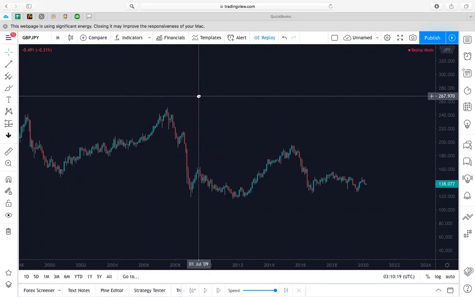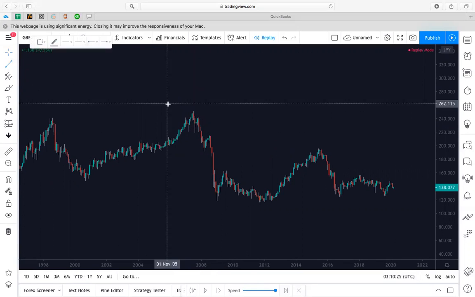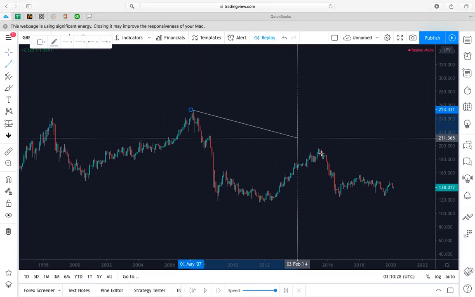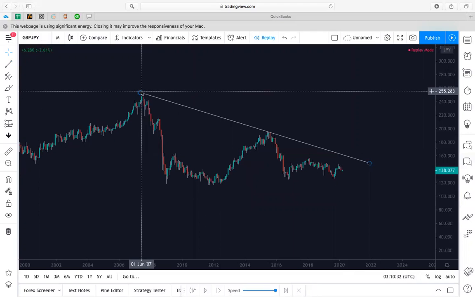I'm going to draw it at the wick of the candle. These are the wicks, these little white lines right here. I'm going to draw it at the top of this wick right here, and all the way down here. And you can see clearly, we can go ahead and adjust this a little bit.